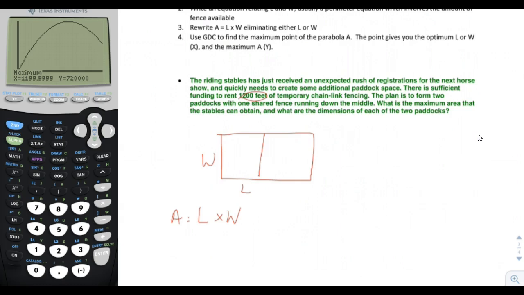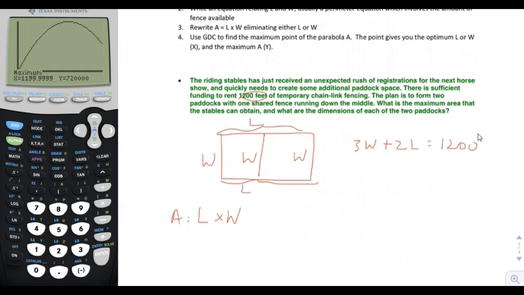So we could say, oh, this is like length, right? This is length. This is length. This is W. This is W. This is W. Let's see, we're going to add all these up. So 3W plus 2 length equals 1,200. Does that make sense? Right? 3W's, 2 length equals 1,200.